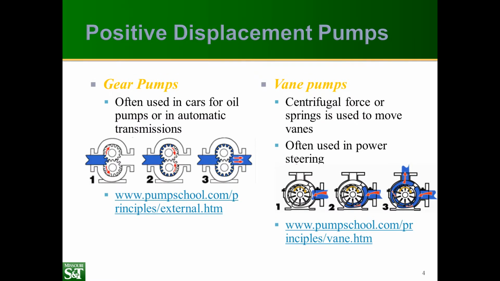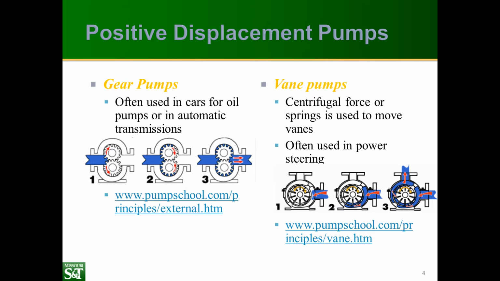Now, gear pumps are a very common type of pump. It's often used in cars for oil pumps or automatic transmission. The basic idea here is that the space between the teeth of the gears has a volume that we can make use of. So if you spin the two sides of these two gears, you can use the space between the teeth of the gears to carry fluid around, and then when the teeth of the gears mesh back together, it forces the fluid out from that gap, and so you can push the flow that way.